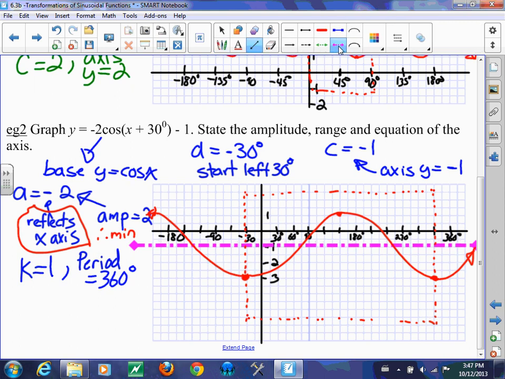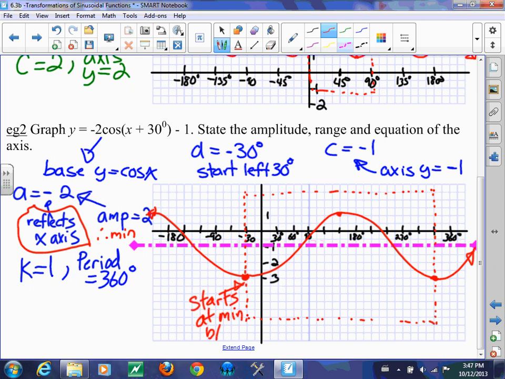So I always start with my axes. I get my axes drawn, I find out my amplitude, and I use my D value to help me set up a scale. Then I draw my box, and I decide which base function I'm using. Just remember here, this starts at its min because A is negative. That's where people get confused here.